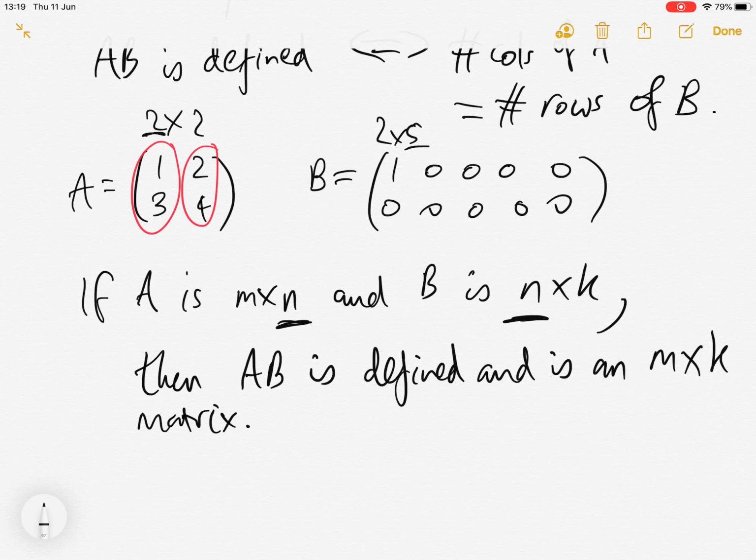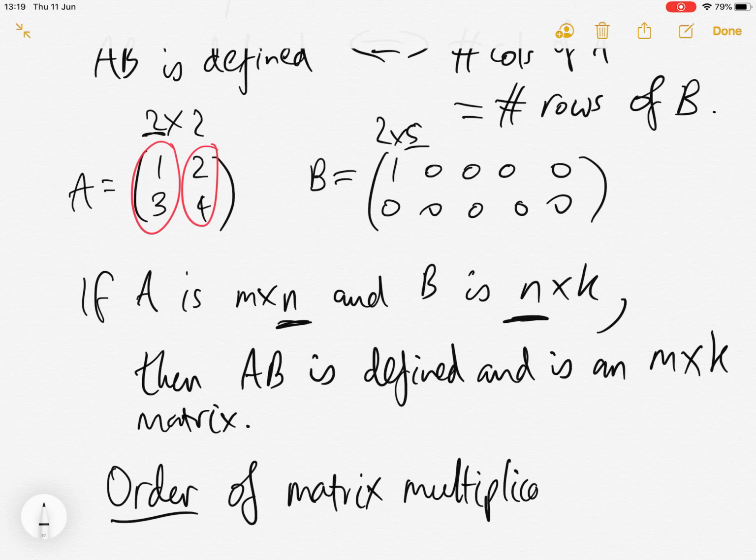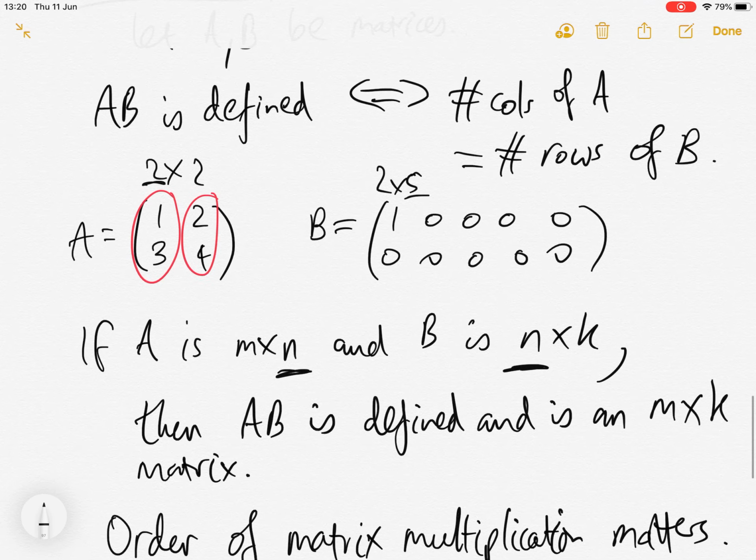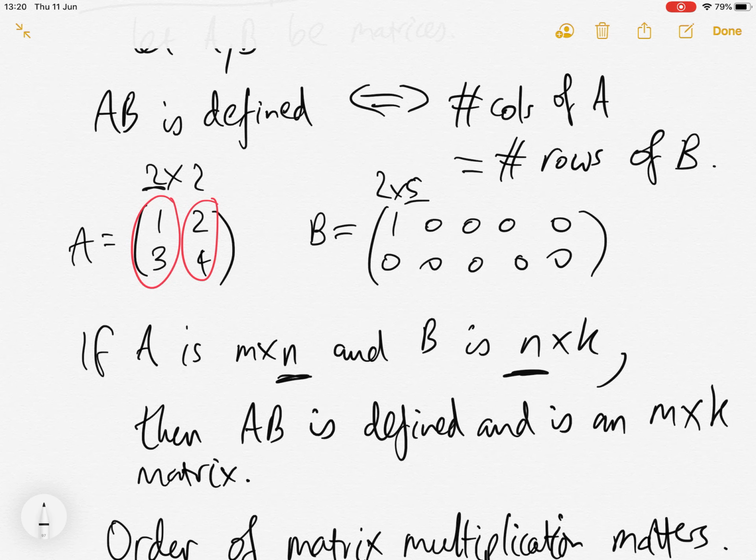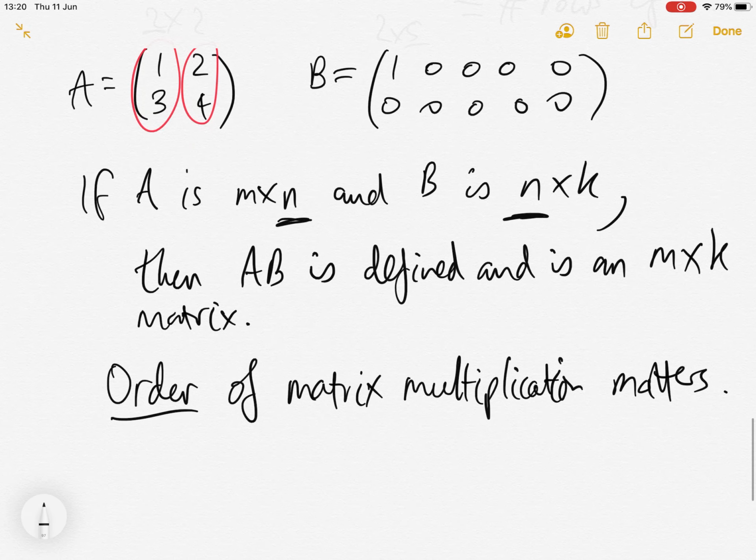We'll explain how to construct that in a moment, but first note that the order of matrix multiplication matters, because can we work out BA? Can we do B times A? Well, B is 2 by 5, it has 5 columns. A is 2 by 2. The number of columns of B is not the same as the number of rows of A. So BA above is not defined.